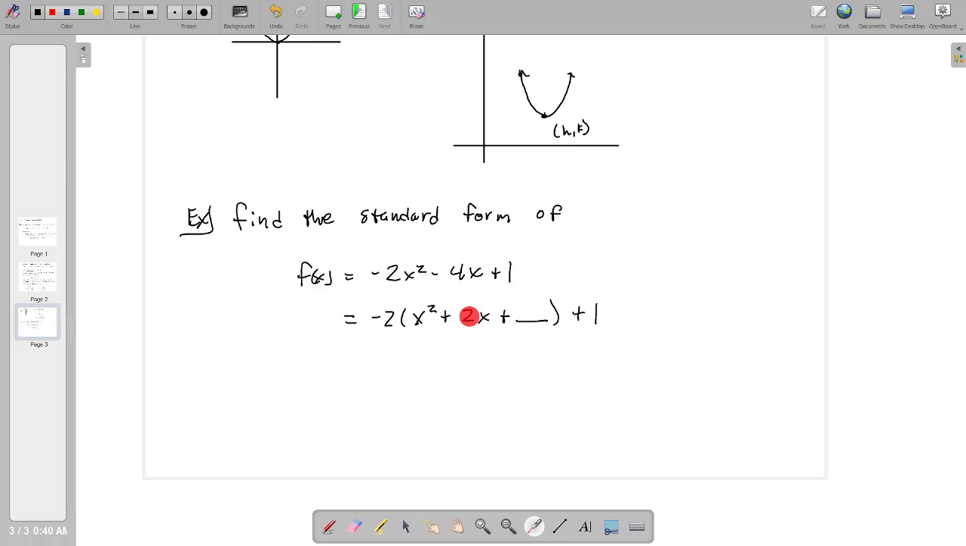So 2 divided by 2 is 1, and 1 squared is 1, so we're going to put a 1 here. So we add 1 here. Now the question is, what do we add or subtract out here? Because we need to keep this equation balanced.